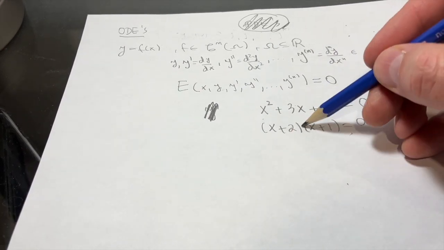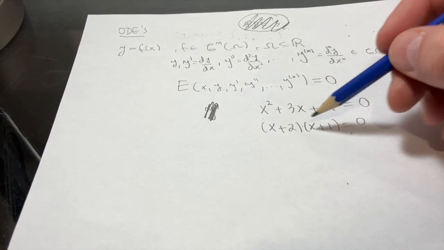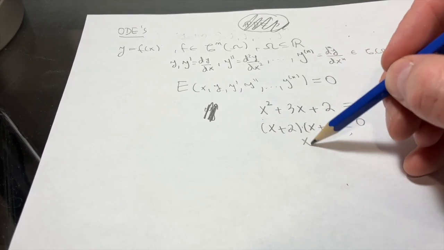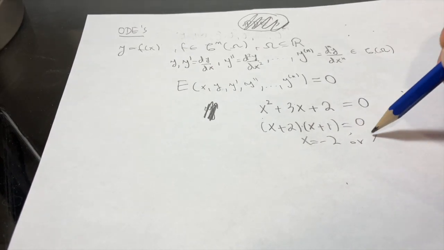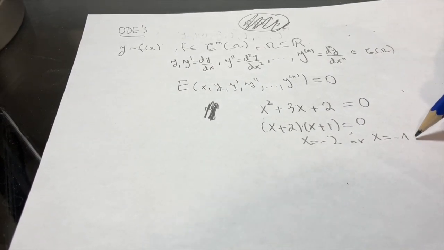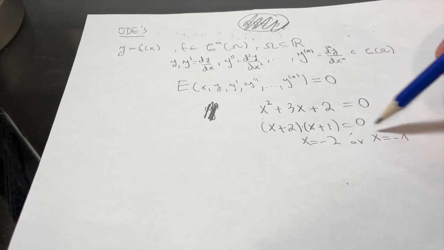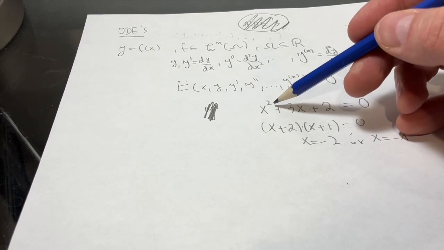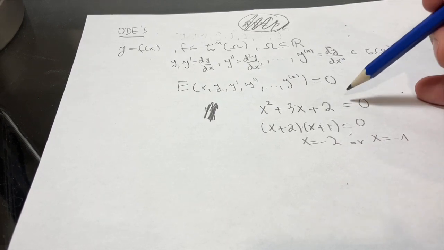Thus, if the product of these two things is 0, that means that either this one is 0 or that one is 0. So x equal -2 or x equal -1, and then you solve the equation, meaning that when you plug these numbers back into the equation, what you get is an identity, okay?